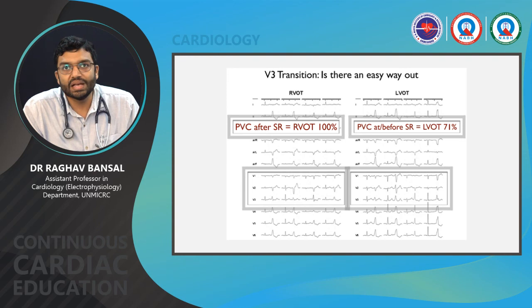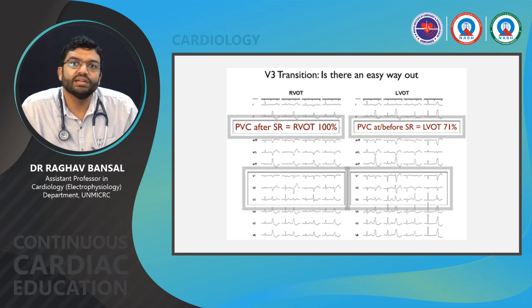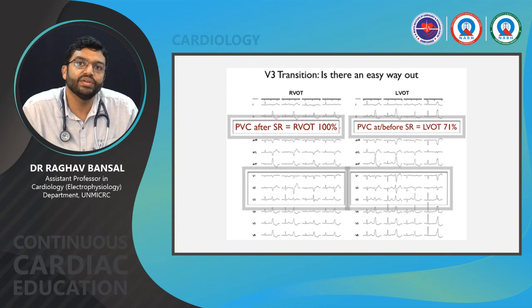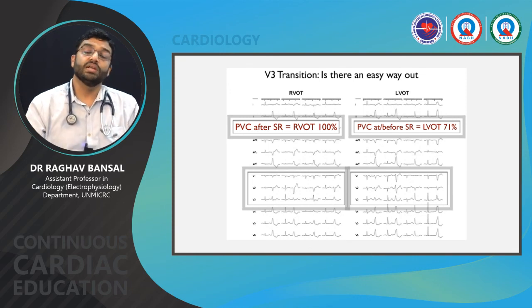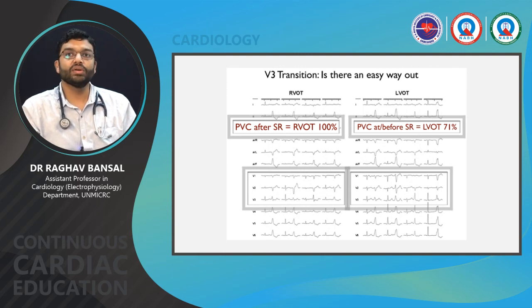In the example on the right side of the figure, the transition in the sinus rhythm is happening in lead V3. However, the transition in the PVC is already happening somewhere between V2 and V3, which points towards the PVC having a transition before sinus rhythm, so it is likely to be an LVOT origin.